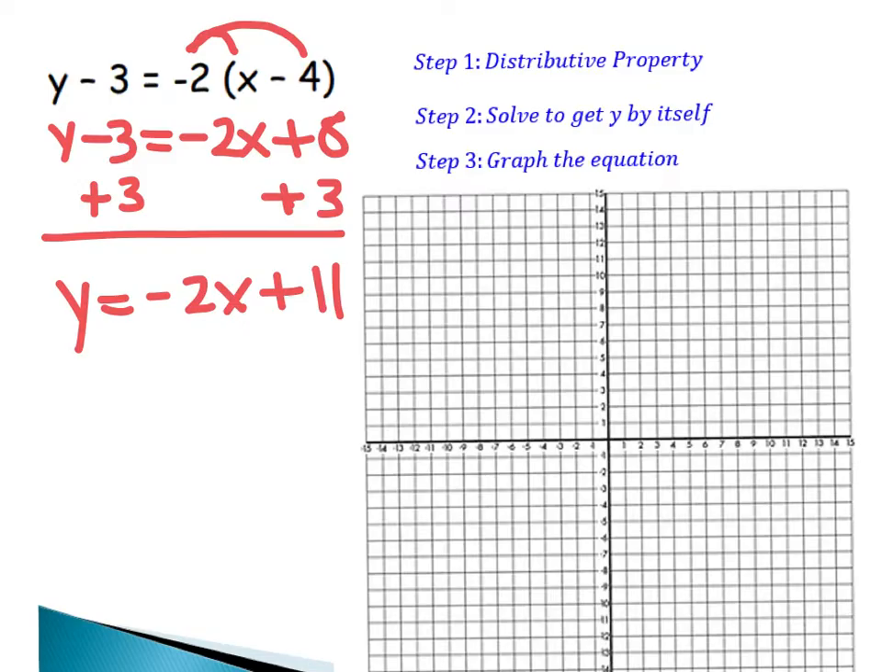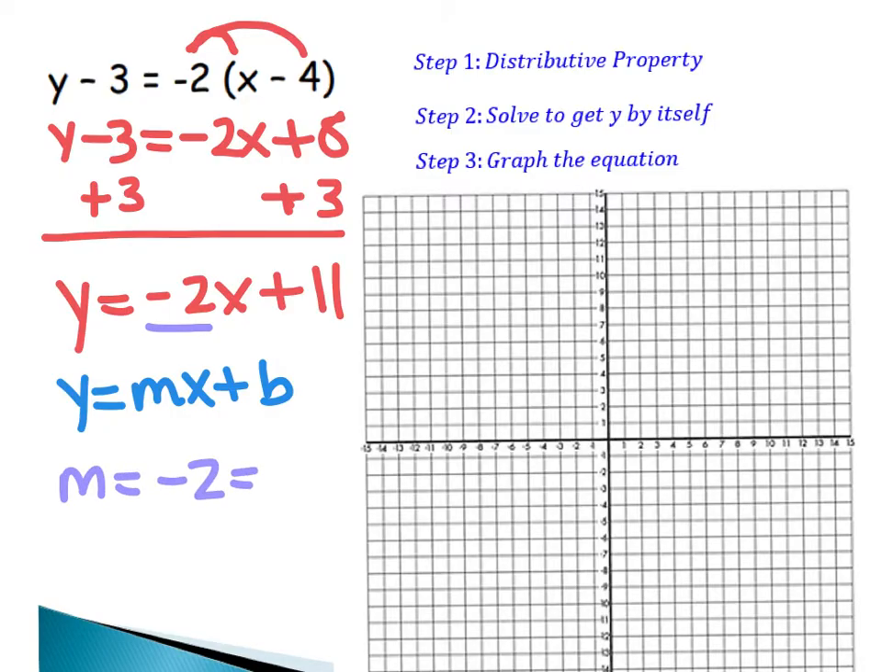Now I can graph this equation using slope-intercept form, which is y equals mx plus b. So looking at the equation, my slope is -2. So the slope is -2, which can be written as -2 over 1. And the y-intercept, or b, is 11. So to graph, I'm going to plot my point 11, and I'm going to move using the slope. So I'll go down 2 and over 1, and finish drawing in the line.